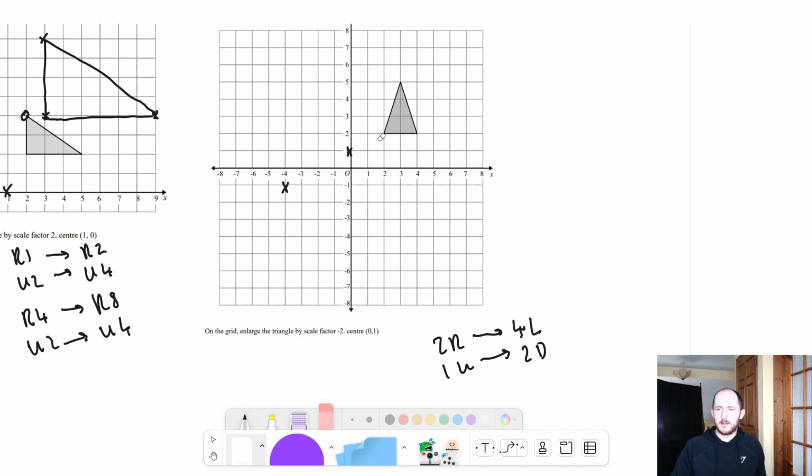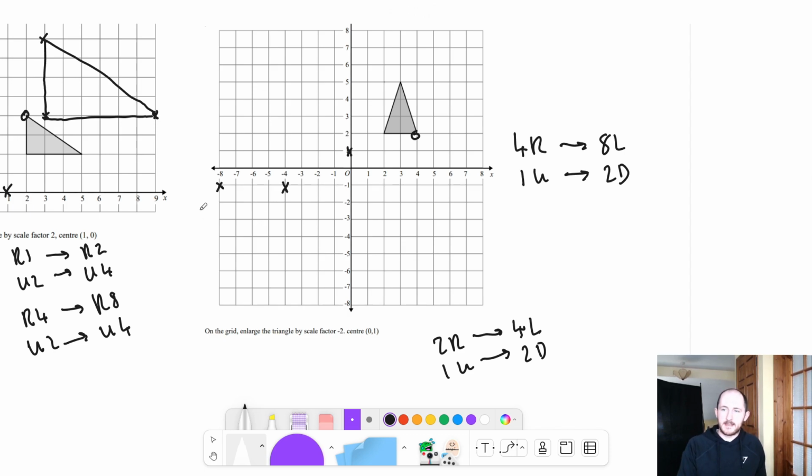It is to me anyway. And then we're going to pick this point here. How far to the right do we go? We go 4 to the right, and we go 1 up. So we're going to go 8 to the left, right? Times it by 2, and then opposite direction. So let's go. 1, 2, 3, 4, 5, 6, 7, 8, 1, 2.